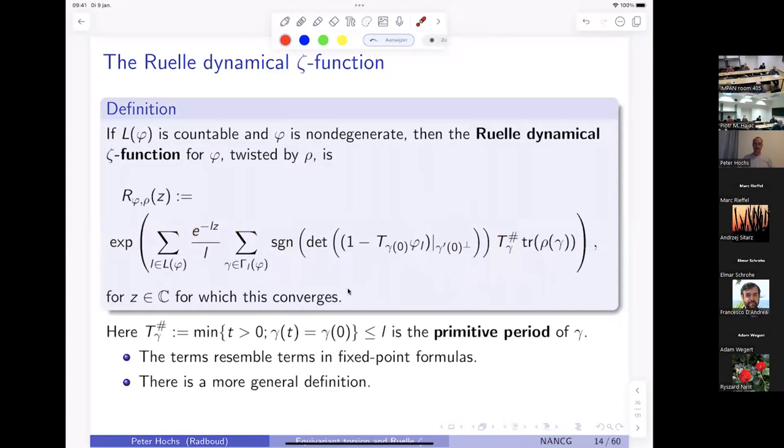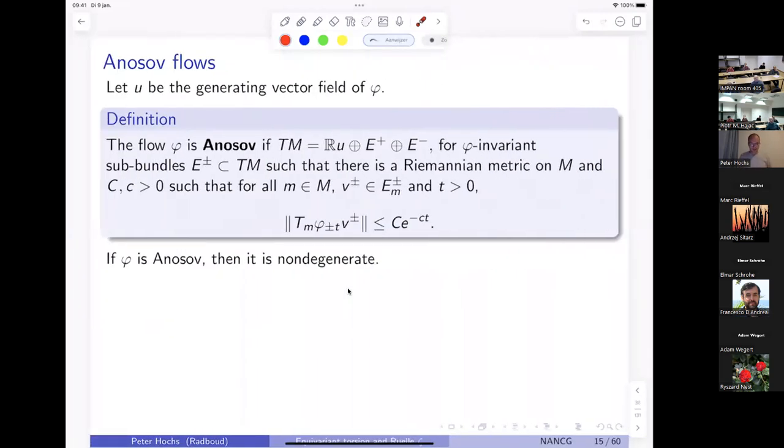Yeah, well, maybe I'll mention some special cases where this does the job, and maybe that'll clarify a little bit. This is Anosov flows. So I had this non-degeneracy condition, but an important special case of that is Anosov flows, and that means this. It means that I'm taking U to be the vector field which generates phi. Anosov means that the tangent bundle to M splits up into three parts: the part spanned by this vector field, and the stable and an unstable part. And the stable and unstable parts are defined by exponential convergence or divergence when you apply the derivative of your flow.